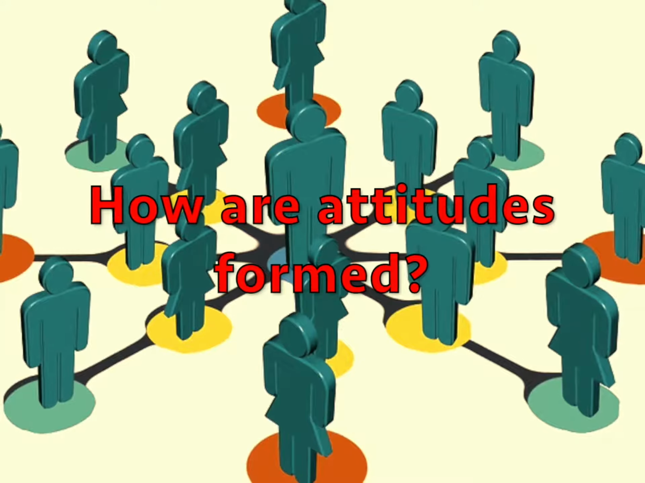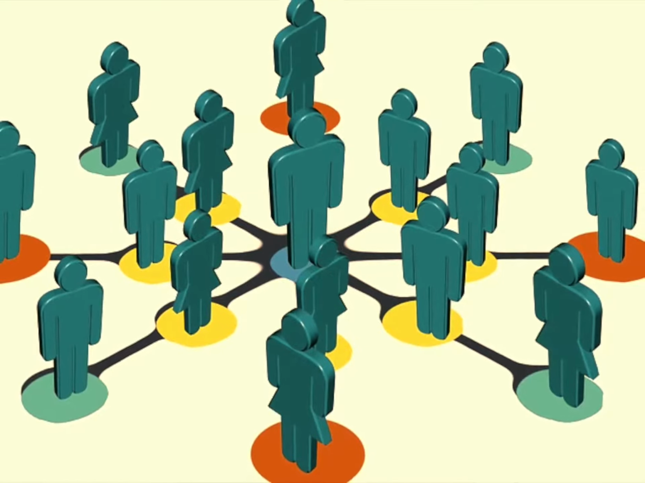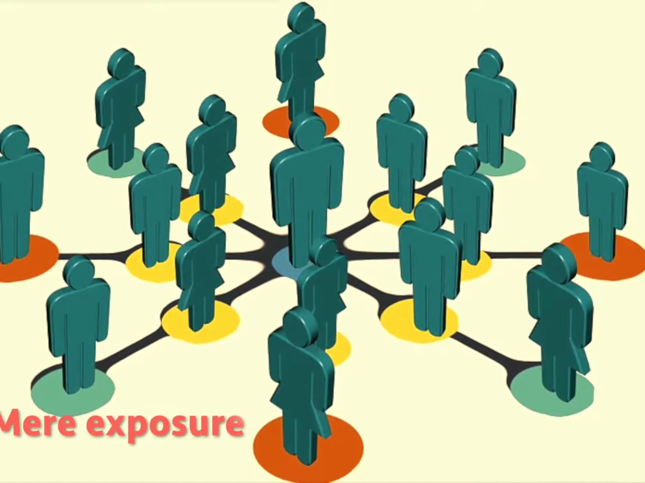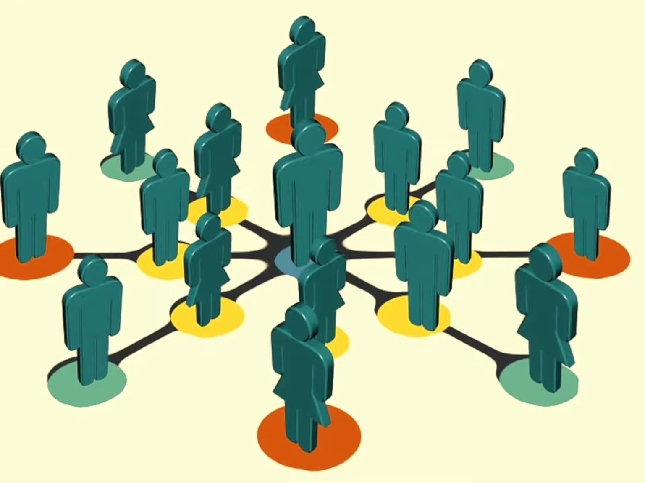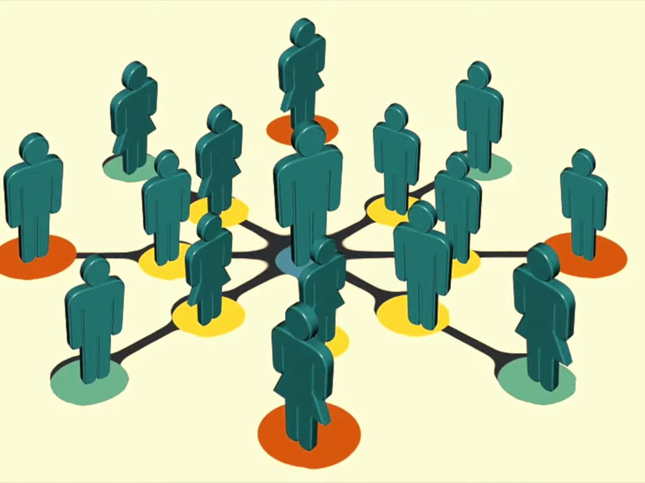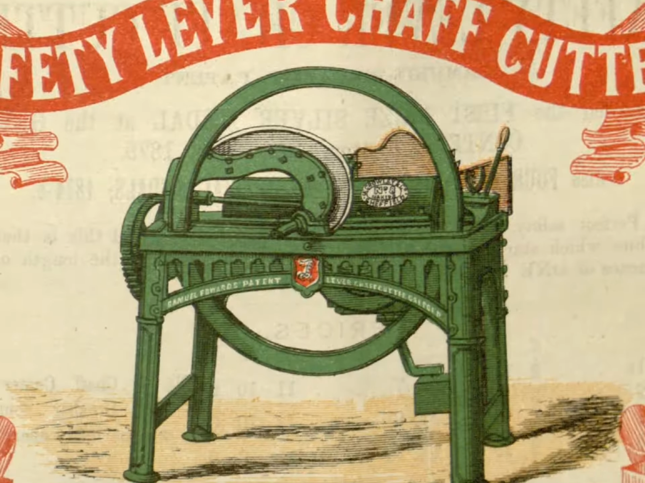So another important question includes, how are attitudes formed? Attitudes towards something can be formed through mere exposure, which is repeated exposure that causes people to eventually formulate attitudes. For example, repeated exposure through advertisements will cause people to make a judgment on whether they like the product or not.